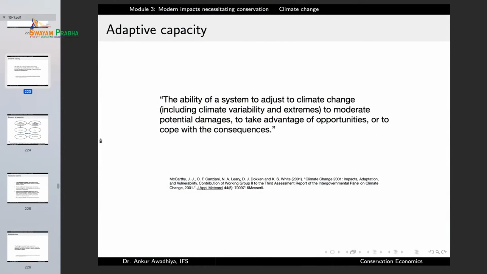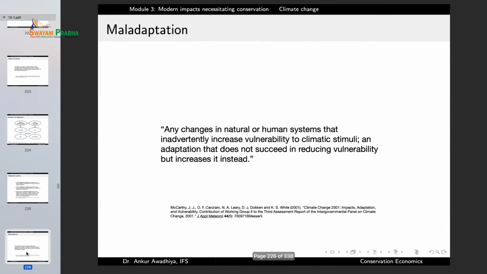We also have a thing called as maladaptation, which is bad adaptation. So if we do something that inadvertently increases the vulnerability, an adaptation that does not succeed in reducing vulnerability, but increases it instead, is a maladaptation.